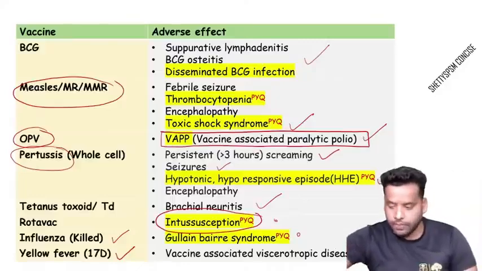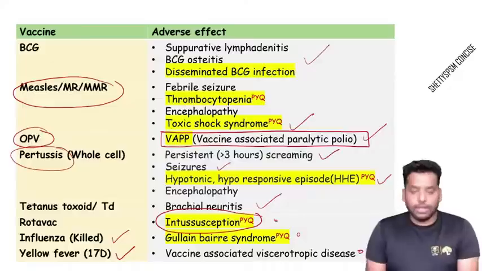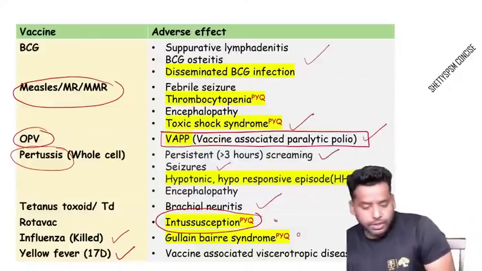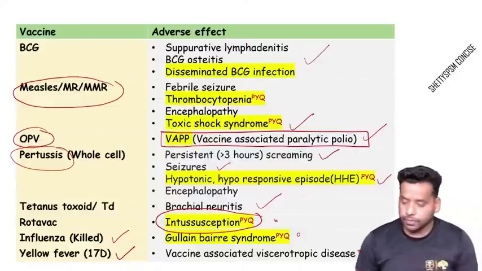Tell me true or false. Next question. 17D is live attenuated yellow fever vaccine. Tell me true or false.